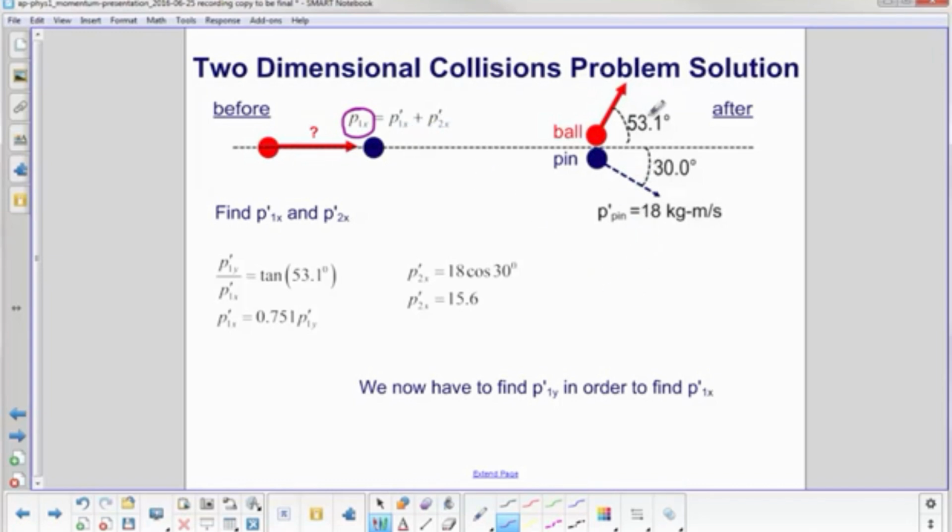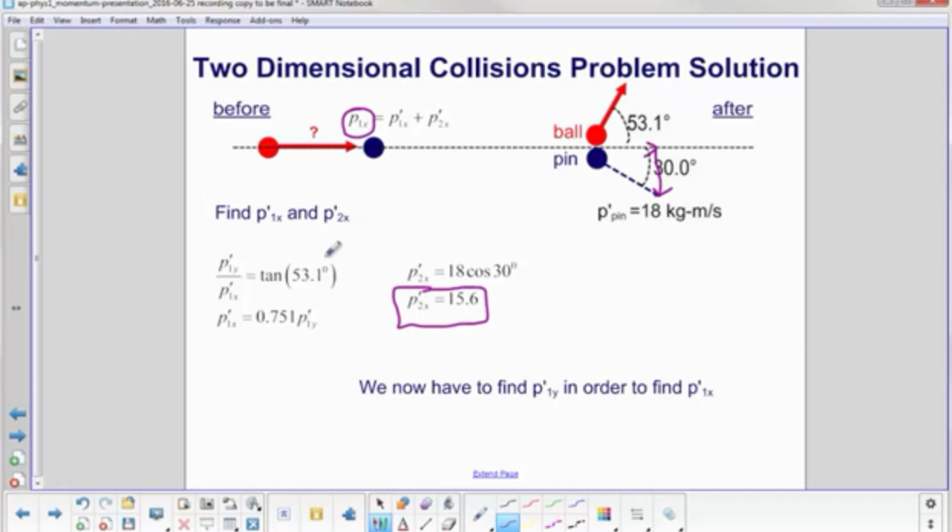So let's take these quantities over here and resolve them into their x components. First of all, for the pin, which is p2, the hypotenuse is 18. It makes a right triangle like this. So when we want to find p2 prime x, it's just 18 times the cosine of 30, and we get p prime 2x is 15.6. We're going to leave the units off here. We'll bring them back at the end because we're doing so much math.